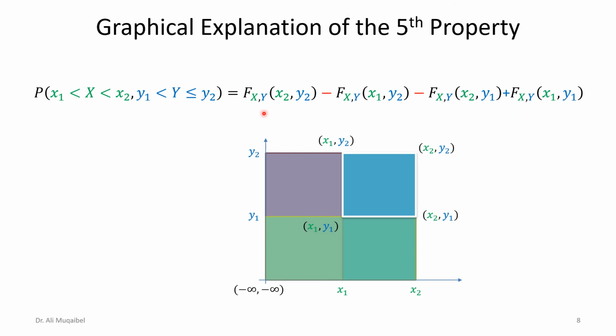So with that, we have 4 different terms: x2, y2 is positive, x1, y1 is positive, and those two are negative. We have added this term because we have subtracted the square twice. So I think that would make it easier for you to recall.